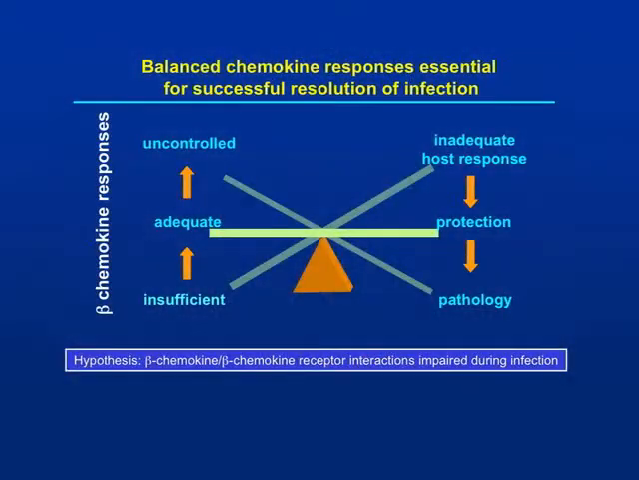And just like with all the other processes, HMGB1, MIF, balanced chemokine responses are essential for successful resolution of infection. If you have the appropriate amount of receptors that bind these ligands and the appropriate amount of the ligands themselves, you get protection. If you have uncontrolled release of these early in sepsis, for instance, you have the infiltration of large numbers of inflammatory cells, activation of those inflammatory cells, and the resulting pathology.